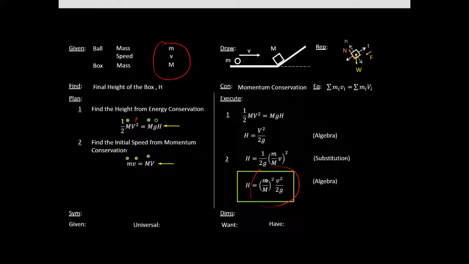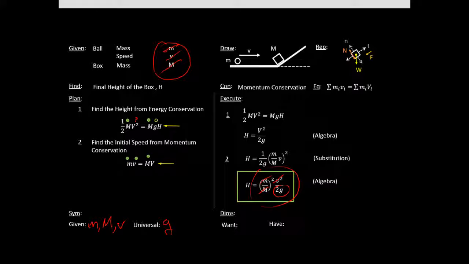So let's start with m. Is m here? Yes. So the small mass is one of my givens. So that's out of the way. Big M, is big M one of my givens? Yes. So I can put a big M here, a capital M. V is the speed, the initial speed of the ball, one of my givens? Yes, it is. So I'm doing pretty good. And then g. Is g one of my givens? No, but it's a universal constant. Universal constants, materials constants go down here, so we're okay with it.